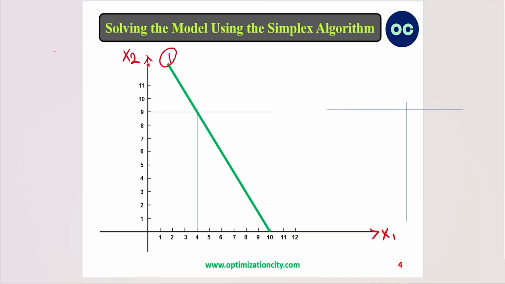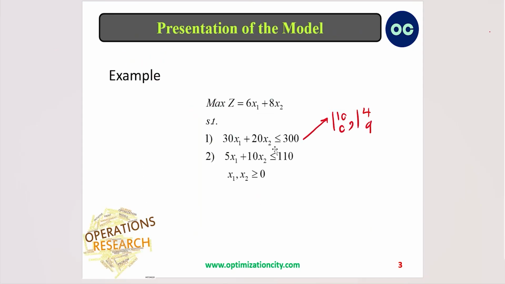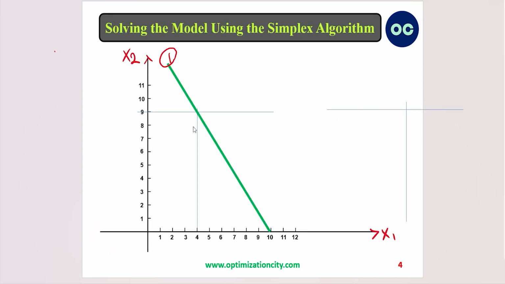Since the origin, (0, 0), satisfies the constraint 13x1 plus 20x2 is less than or equal to 300, as 0 is less than 300, the feasible region is below this line. So this is the feasible region for the first constraint.